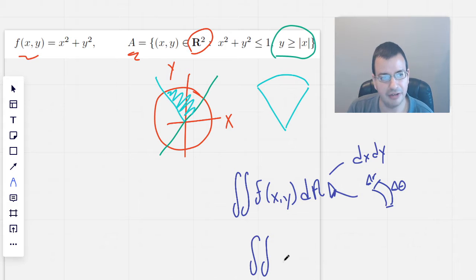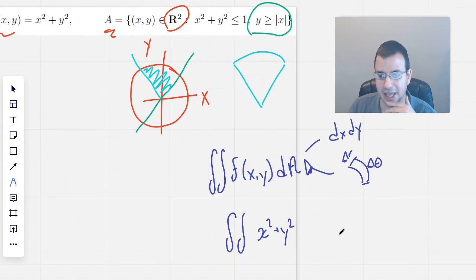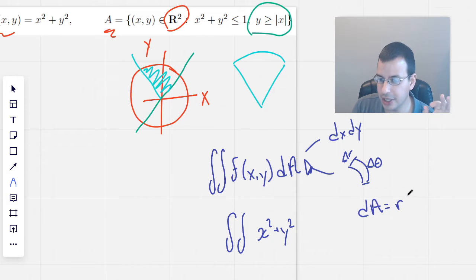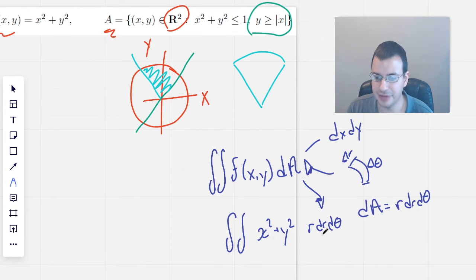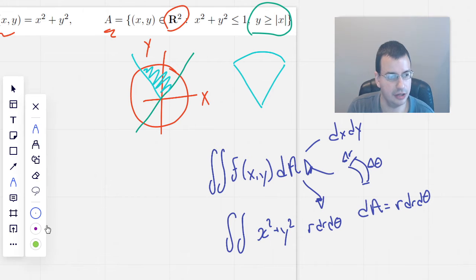I'm going to write in f of x, y real quick. So we know f of x, y is x squared plus y squared. And the dA, when you look at it in terms of polar coordinates, is going to be r dr d theta. This is r dr d theta right there. So basically you pick up an r and then you have the derivative dr and d theta.